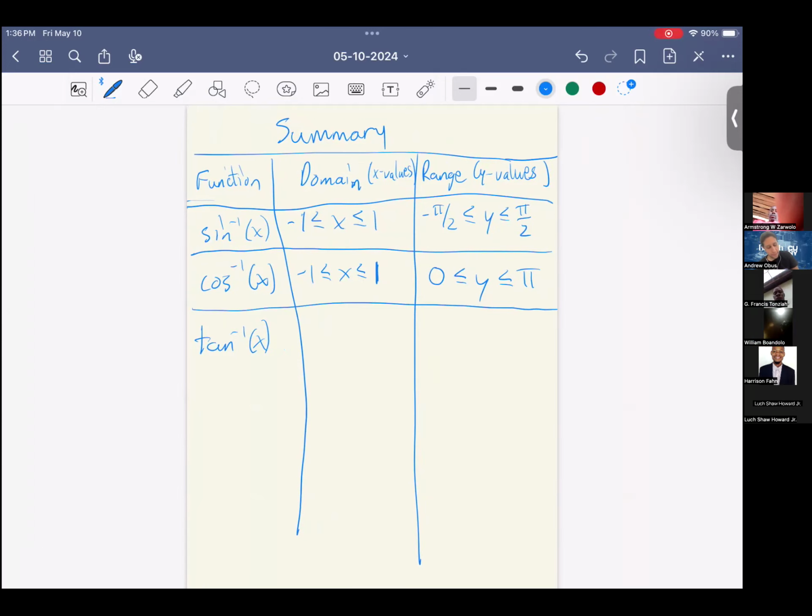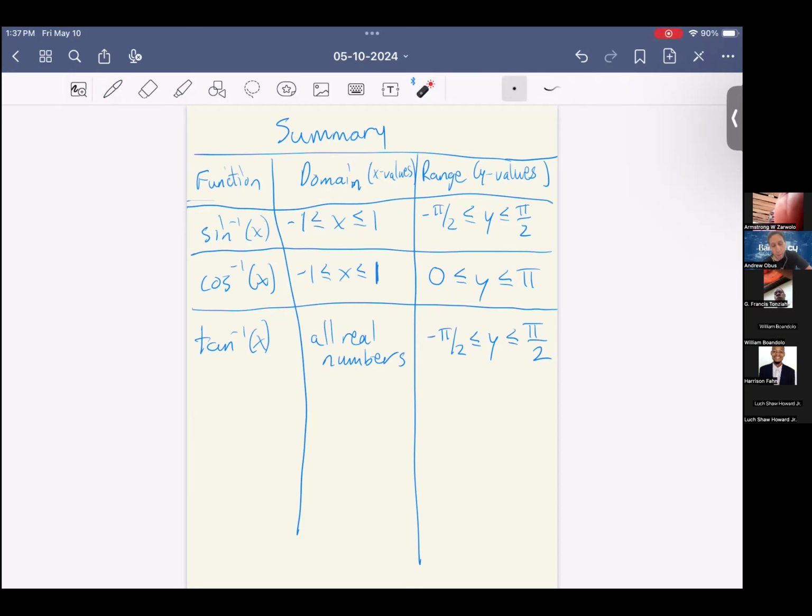And lastly, we have tangent, where the domain is all real numbers. You can plug anything into inverse tangent. You can try to solve for it. All real numbers. And the range is, again, what are the values that it can take on? Again, it's going to be all y's between minus pi over 2 and pi over 2. Okay. So this is our summary for these inverse trig functions. Okay, and you see them all in a chart here.